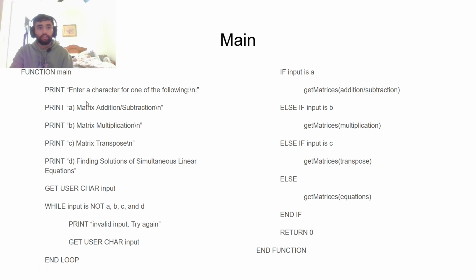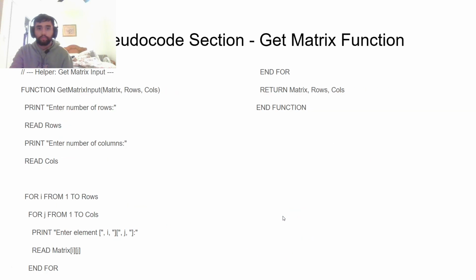This is my main, where it will prompt the user to enter a character for a different matrix operation. This one checks if the user input is valid, and then based off user input, it calls the get matrices for all of the different operations. Because I call a function within a function, I call the matrix operation function in the get matrices function, as you saw previously. And then after the operation is done, it returns 0 and exits out of main.